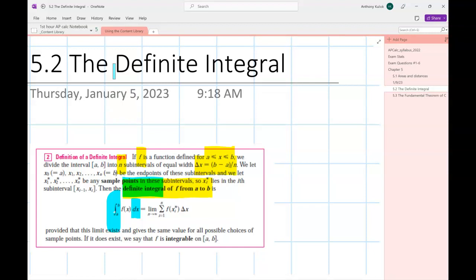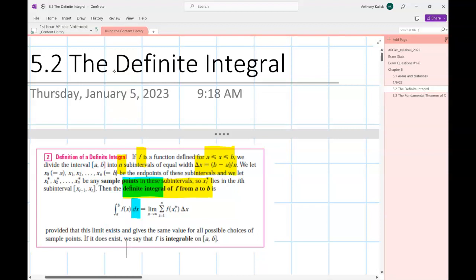What does that symbol kind of look like? Looks a little like a stretched out letter S. Why do you suppose we chose the stretched out letter S? What are we really doing? We're doing a sum. S for sum. S for sum. That's that symbol.